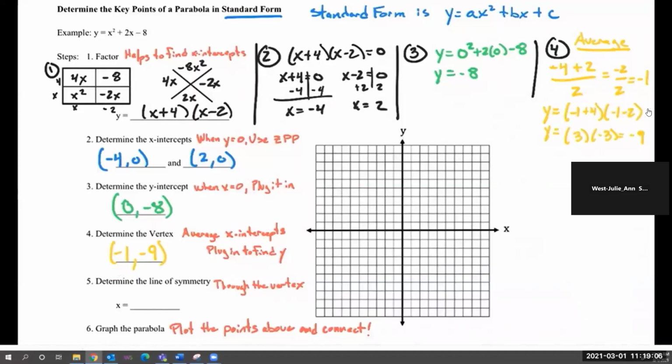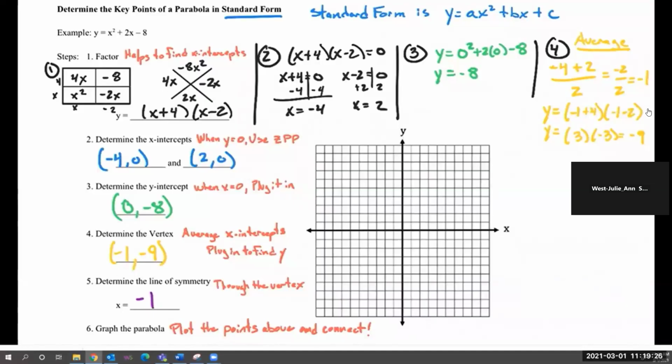All right, we're pretty much there. We've got our x-intercepts, our y-intercept, and the vertex. We're going to determine the line of symmetry. If you have that line of symmetry that you're trying to figure out, you're going to just look through the vertex, and it's the x value. So that's x equals -1 because that was the x value up here.